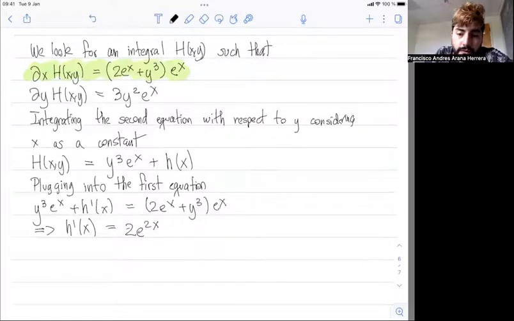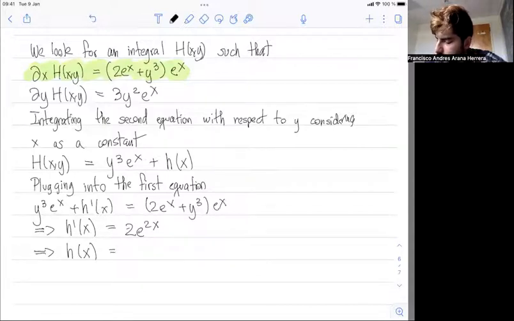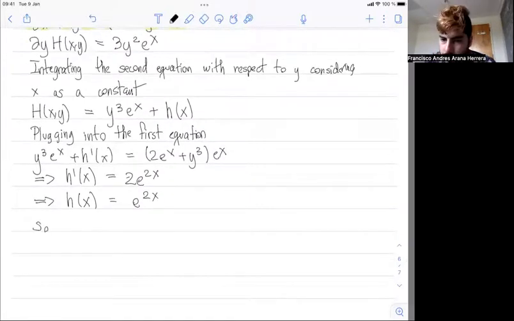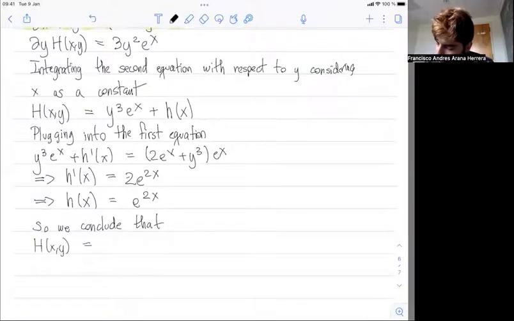And now you just need to solve that. The way you solve that is to integrate both sides, and you end up noticing that h of x is just e to the 2x, so that the constant in front is the right one. So what do we conclude? We conclude that H(x,y) is equal to y cubed e to the x plus little h of x, which is e to the 2x.